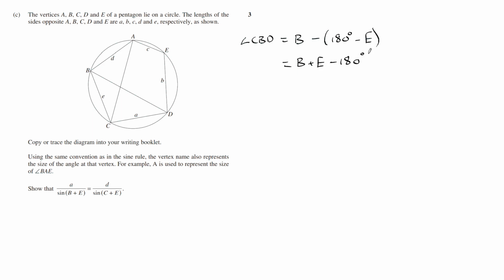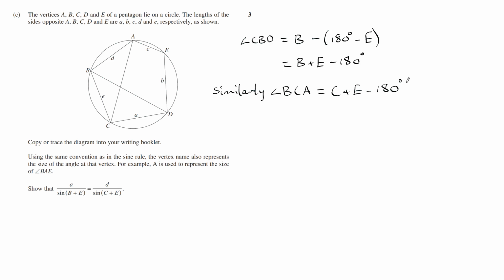And then we can do a similar thing, we want something involving C plus E. So that's going to be using this relationship that plus that one is 180. And then that'll give us an expression for this angle. So I might just say similarly, angle BCA, that's going to come out as C plus E minus 180. And then let's see what we can make of that.